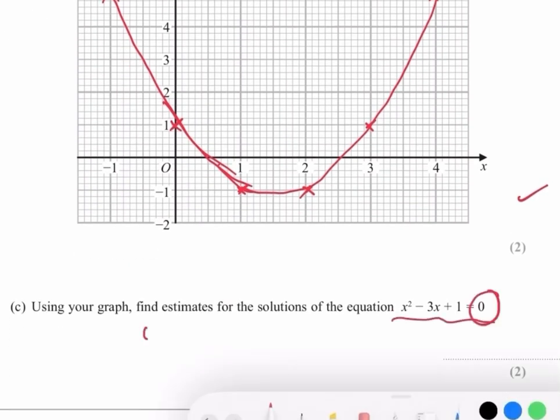quadratic graph. So in the second question, you see that instead of y, you've got 0. Basically, look where your curve crosses the x-axis. It crosses in 2 places. That will be your values for x.